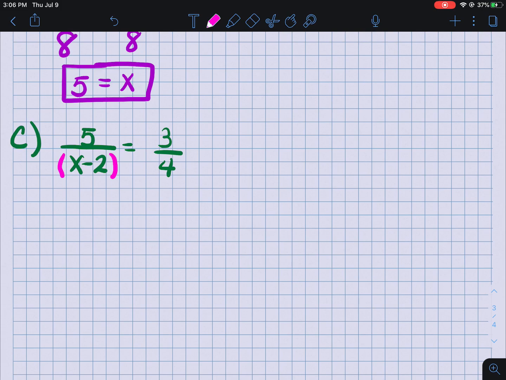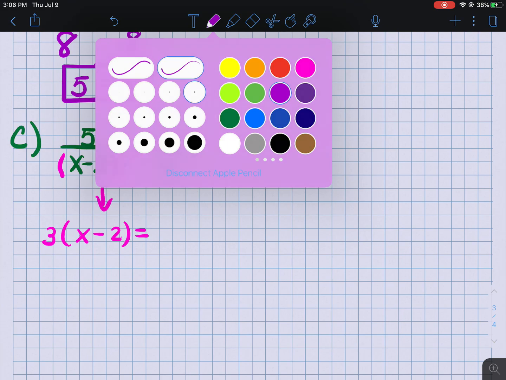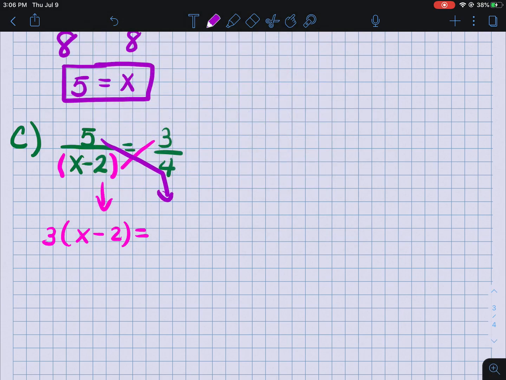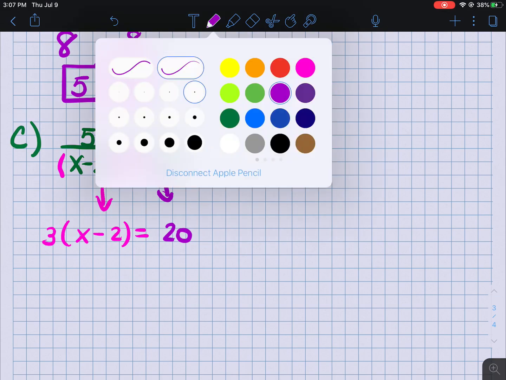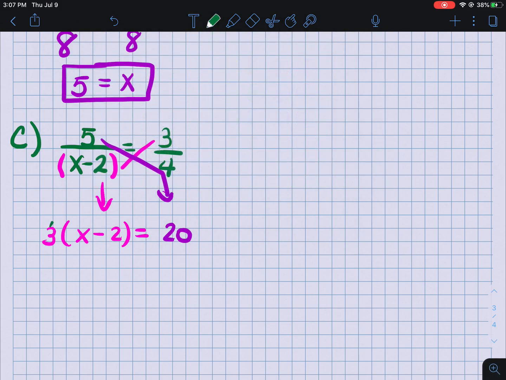Okay, so what you should have done is 3 times the quantity x minus 2 equals 5 times 4, which is 20. Now my first step in solving a multi-step equation, if there is any kind of parentheses, if there's any distribution, you better do that. So there is in this case. Now be careful, if you got this wrong, it might be you just forgot to distribute completely. So you should get 3x minus 6.